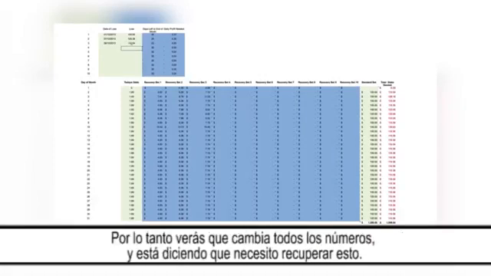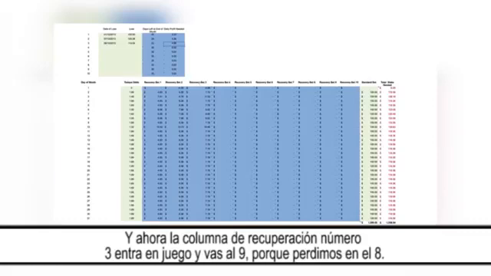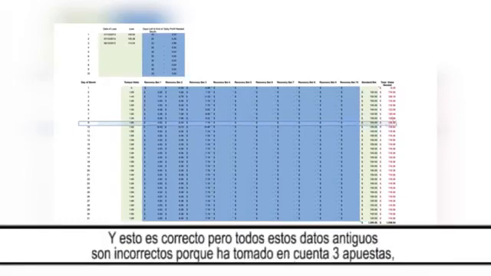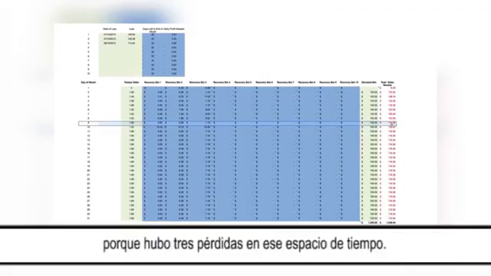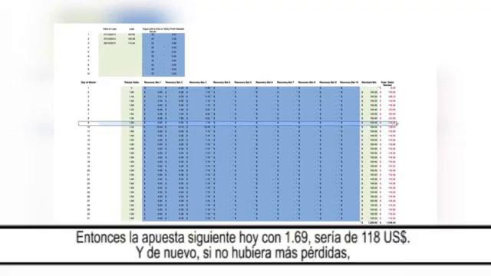So therefore, you can see it changed all the numbers, and it's saying I need to recover this. And now, recovery column number 3 comes into play, and you go to the 9th because we lost on the 8th. And this is accurate, but all of this old data, as I said, it's clunky, is inaccurate because it's taken the 3 bets into account. But of course, there weren't 3 losses at that time. So the next bet today at 1.69 would be $118.